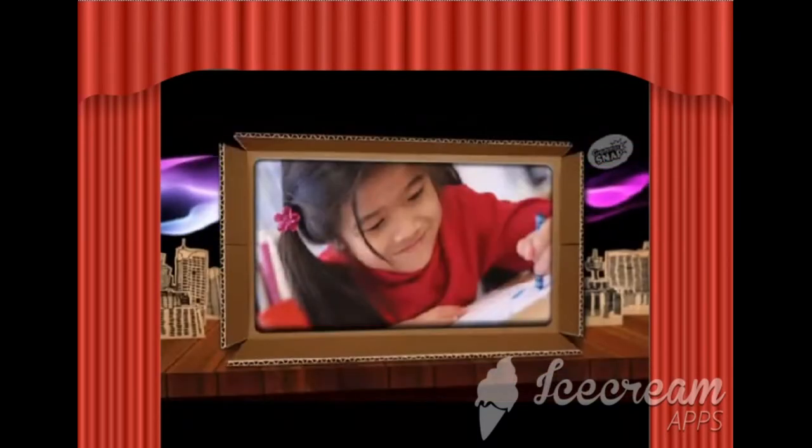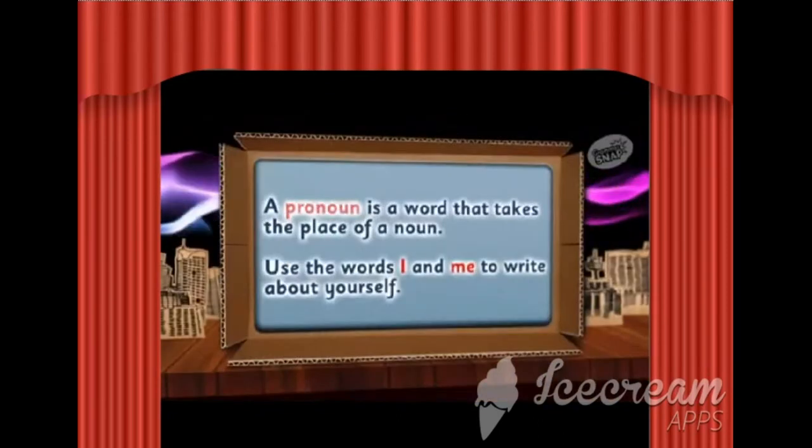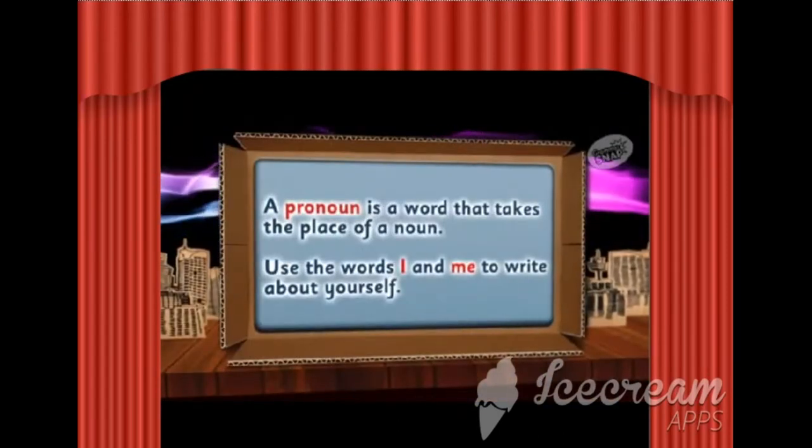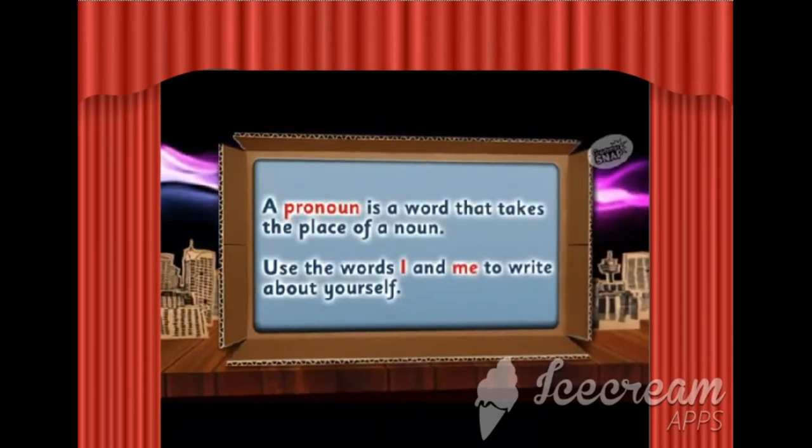I think it's time to draw now. Can you draw with me? A pronoun is a word that takes the place of a noun. Use the words I and me to write about yourself.